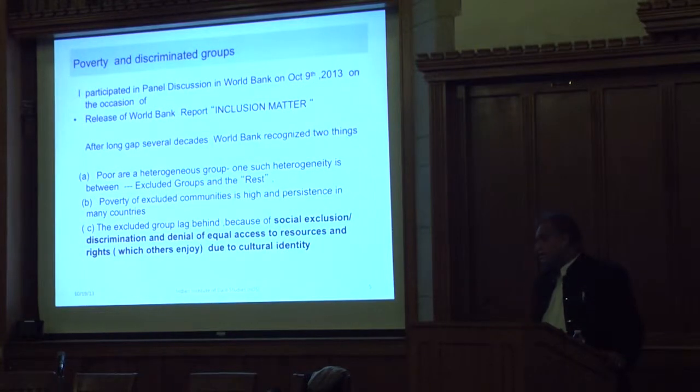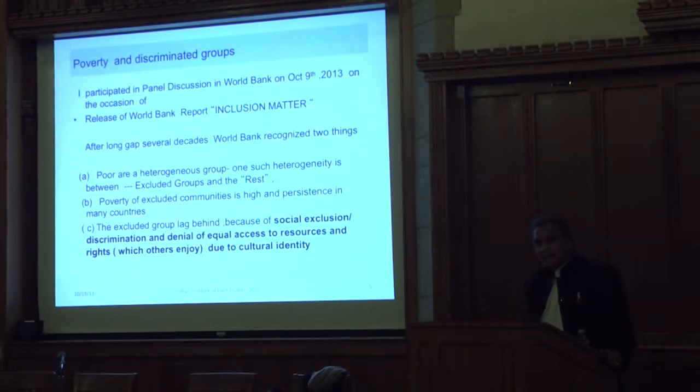That is another recognition, that there are poor who are from non-excluded groups. Their poverty continues to decline, but the poverty of the excluded group also declined, but it remained very high. So there is a certain element of chronicity to the poverty of the excluded group.